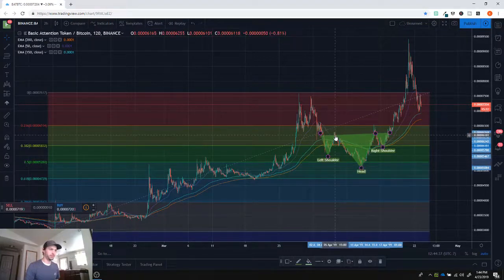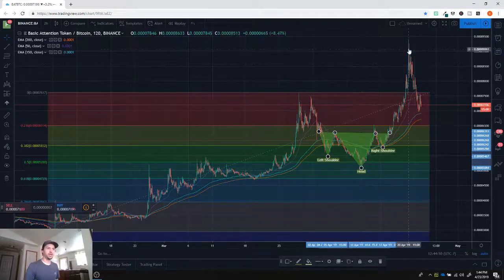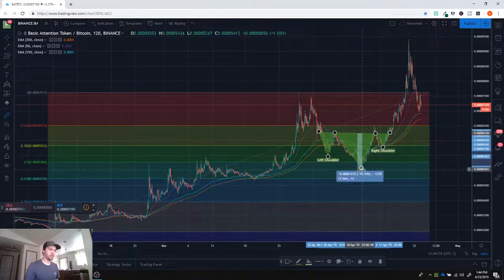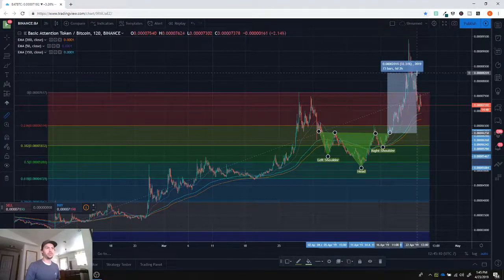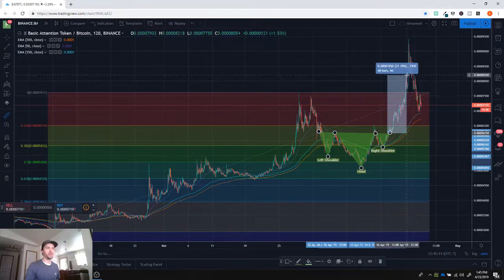Get these a little tighter. Okay, how do these usually move? They move the distance from the neckline to the top of the head. So we'll take our measuring tool, do a quick measurement. Our targets were about 19 to 20% move. And the result from this one was actually about a 30% move from the neckline here all the way up. Total 50% move. This is where we started profit taking.